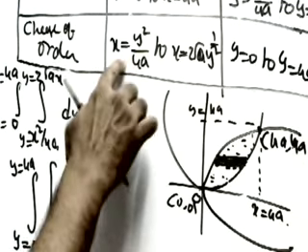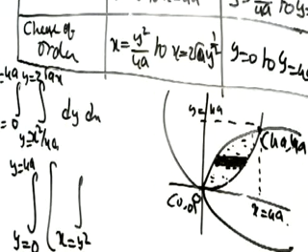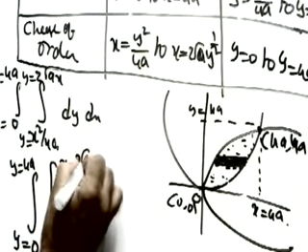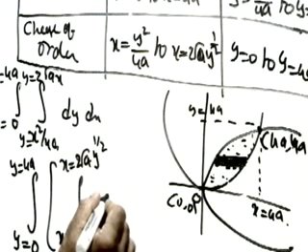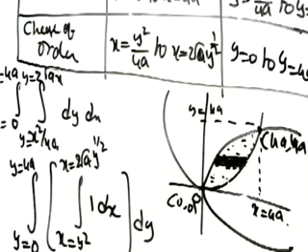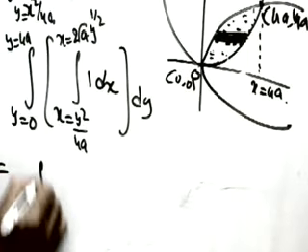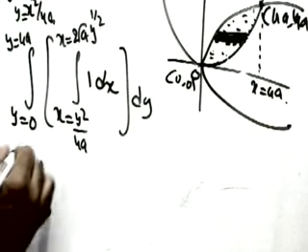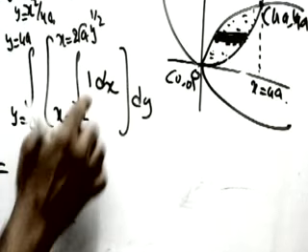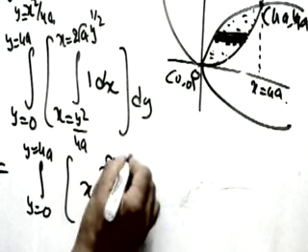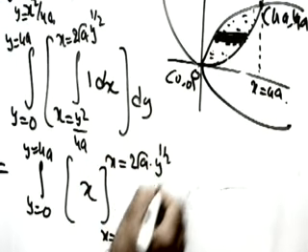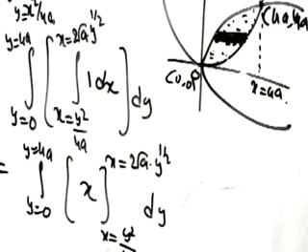So what will you get here? X equals y square by 4a to x equals 2 root a into y power half. For the integrand we don't have anything, that means we have 1 dx, then dy. Now let me integrate 1. Integration of 1 is x. Write the outer limits as they are, y equals 0 to y equals 4a. So we have the limits on x, x equals y square by 4a to x equals 2 root a into y power 1 by 2, dy.